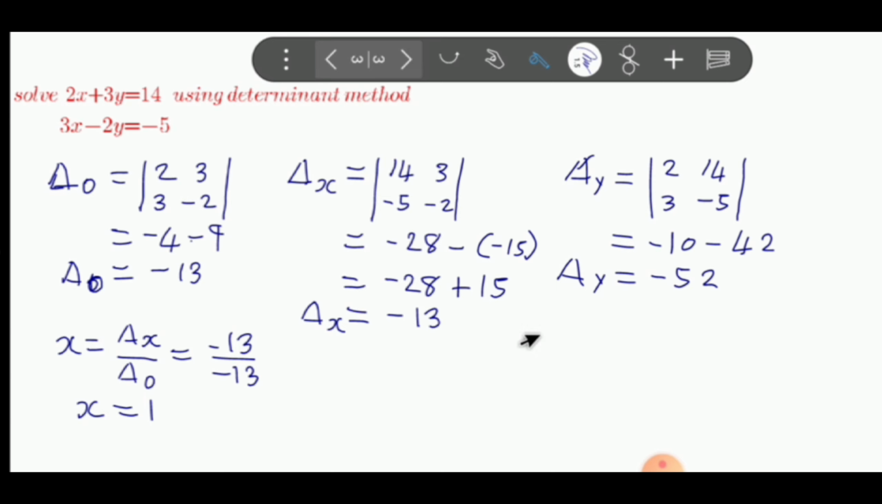So now let's find y. y will be equal to change in y all over change in naught. Change in y is minus 52. Change in naught will give us minus 13. So we say y is equal to 4. So that's how to use the determinant method to solve a 2 by 2 matrix.